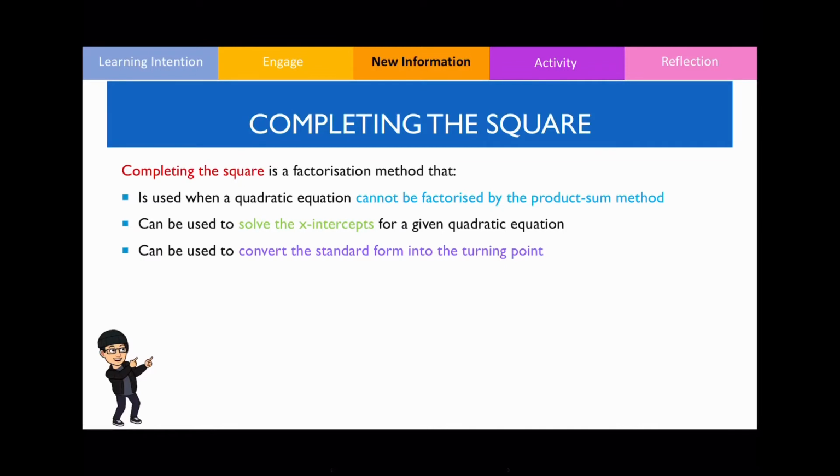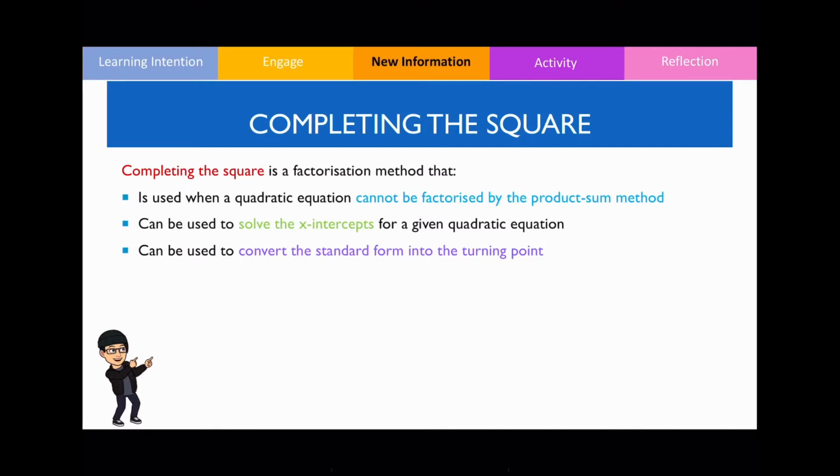So first, I just want to remind you what completing the square is. Completing the square is a way that we factorize an equation when the product sum method doesn't work at all. And by factorizing it, this allows us to solve the x-intercepts for a given quadratic equation. And lastly, the reason why it's really important is that we are able to find the turning point by converting the standard form into the turning point form, okay?